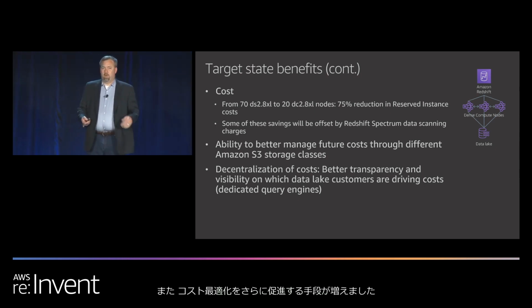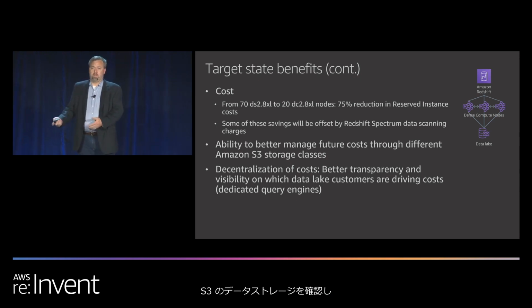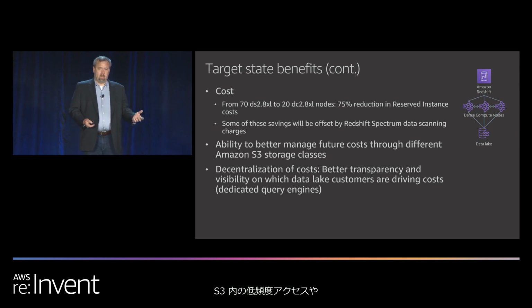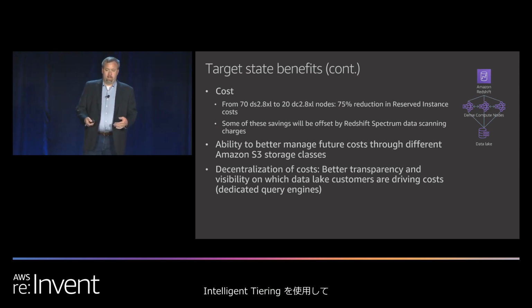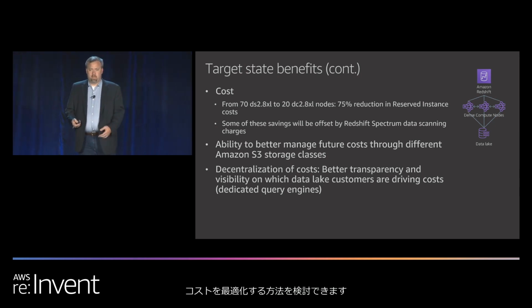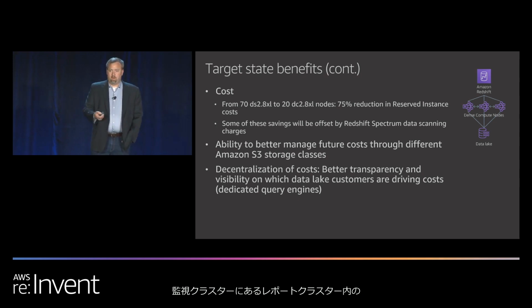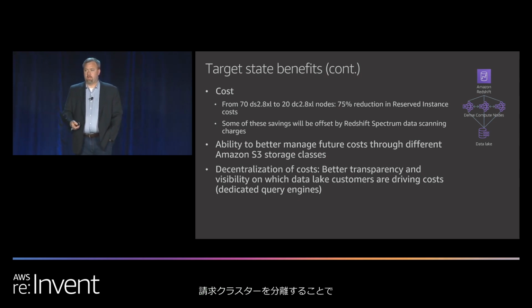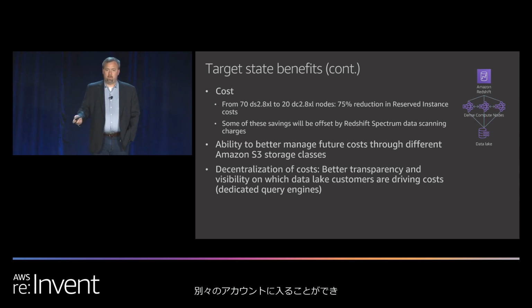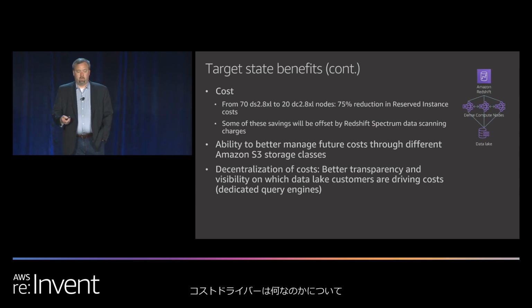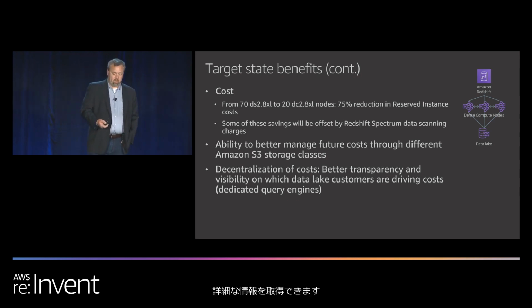Additionally, we now have more levers to pull for cost optimization going forward. We can look at our data storage in S3 and consider ways to optimize the cost there through using infrequent access or intelligent tiering in S3. And finally, we have better transparency into our costs. By having our billing cluster and our reporting cluster and our surveillance cluster separated, they can be in separate accounts, and we can have down to the penny information on where the real cost drivers are for our data lake solution.